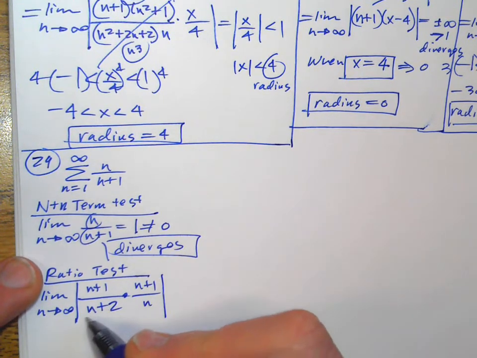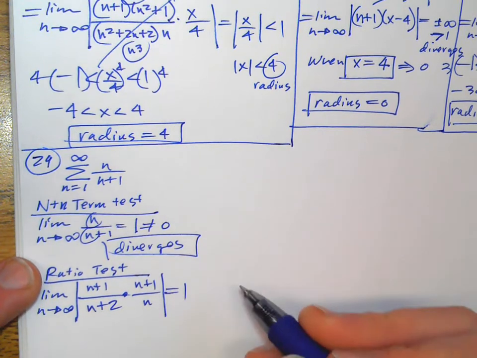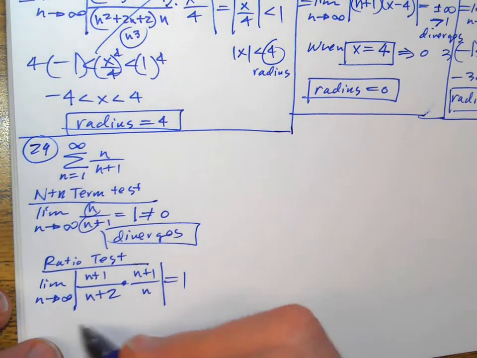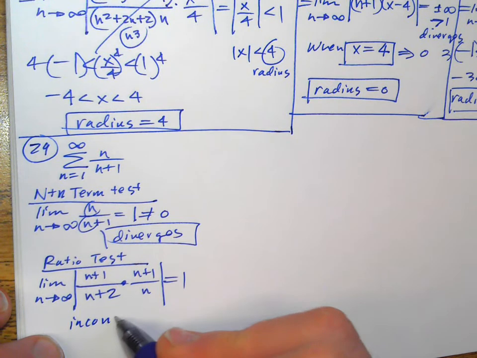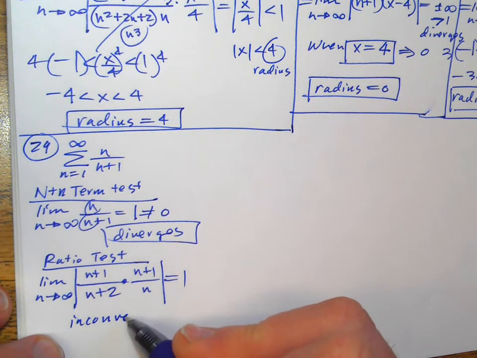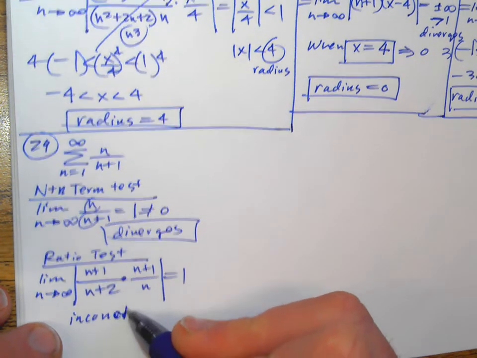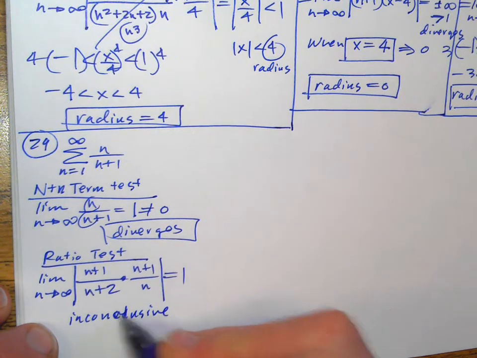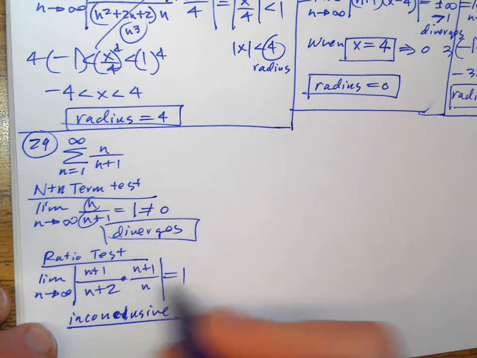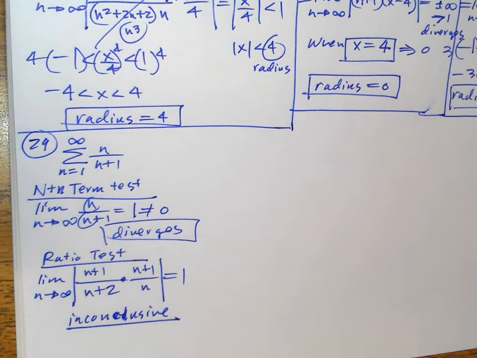Now, this is all going to go to 1. It's going to be 1, which is inconclusive. It doesn't mean it diverges. Inconclusive. You don't know, because essentially that's the edge of the interval of convergence. It might work, it might not work. You have to do more tests on it.